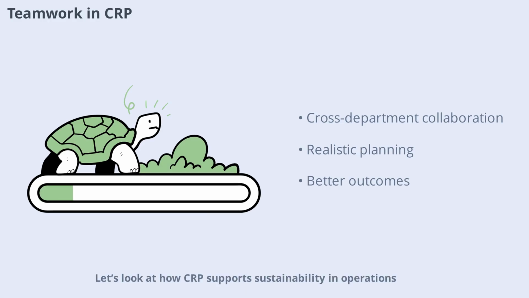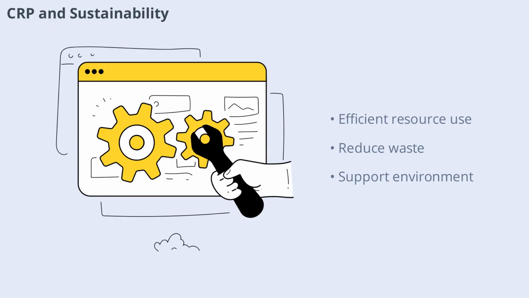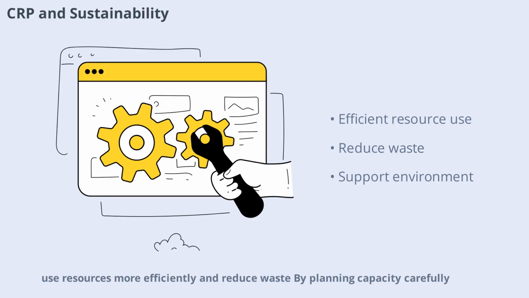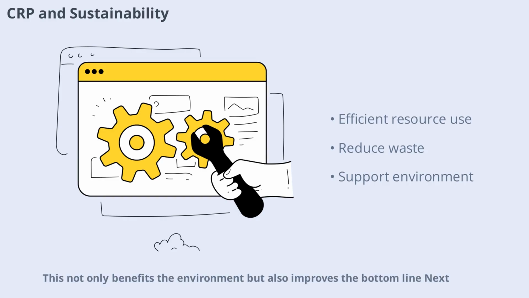Let's look at how CRP supports sustainability in operation. Sustainability is becoming increasingly important in operations management. CRP supports sustainability by helping companies use resources more efficiently and reduce waste. By planning capacity carefully, organizations can minimize energy use, lower emissions, and make better use of materials. This not only benefits the environment but also improves the bottom line.